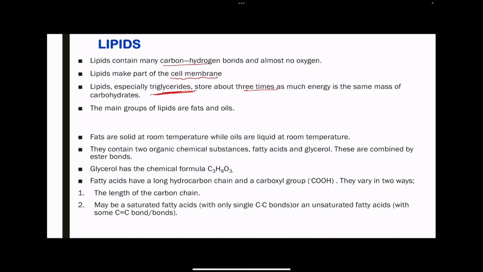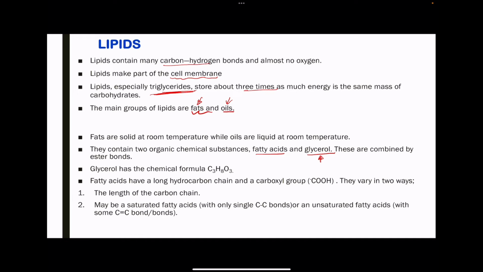The main groups of lipids include fats and oils. We know fats usually come from animals and oils come from plants. Also, fats are solid at room temperature, while oils are liquids at room temperature. They contain 2 organic chemical substances, which include fatty acids as well as glycerol. This is kind of an alcohol. These are combined by an ester bond.